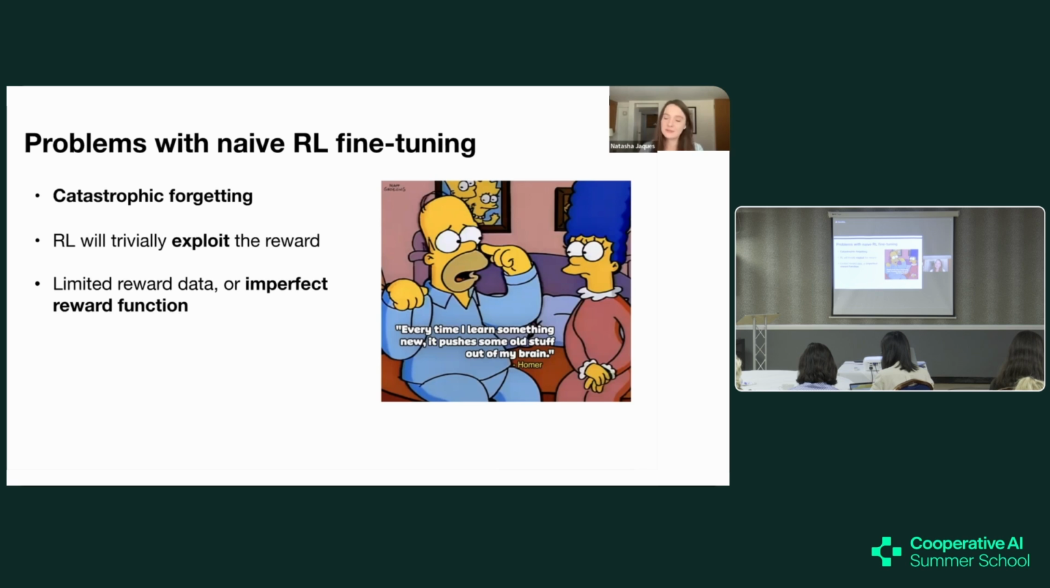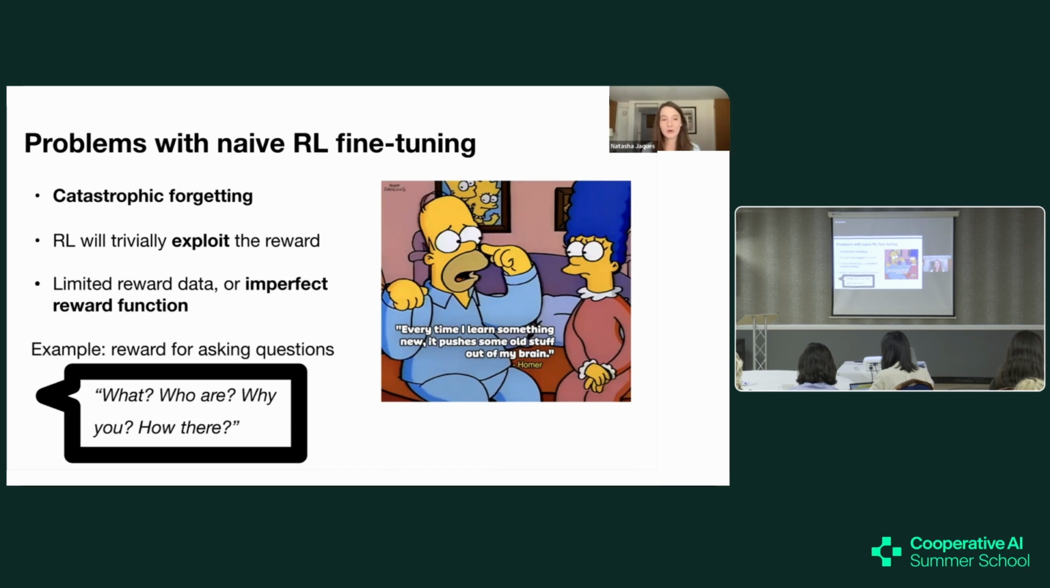And this can be really detrimental to your model. So for example, if you train the model using a reward for asking more questions, it will devolve away from using realistic natural language and start saying things like, what, who are, how there, why you, right? So there's no incentive for it to stay close to realistic language.